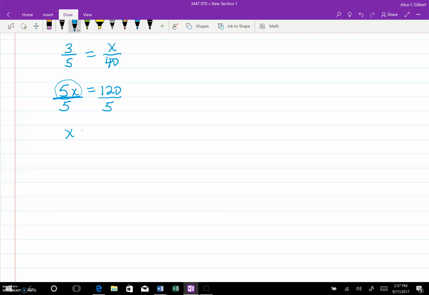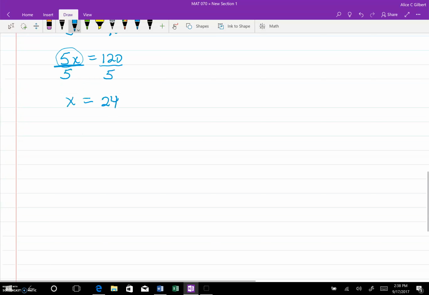So here I've got x equals, and 5 goes into 120 24 times. So now I've just figured out what my x is.